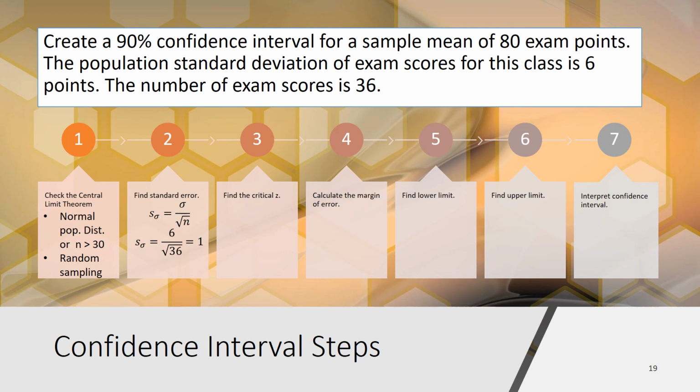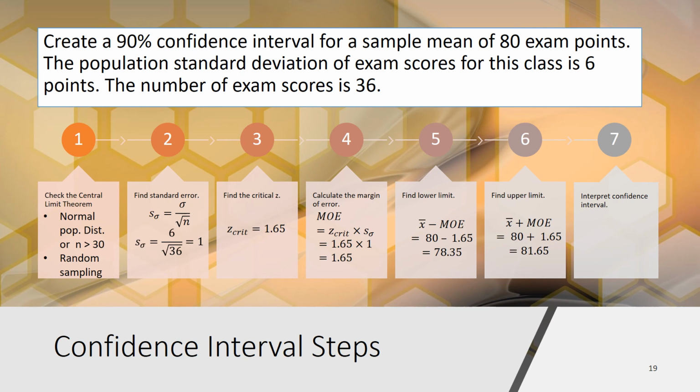We have a z of 1.65, and to calculate the margin of error, we're going to take the critical z times the standard error. So we're going to have 1.65 times 1, which equals 1.65. So our margin of error, MOE, is 1.65. We want to calculate the lower limit, which is our sample mean minus the margin of error. So we're going to have 80 minus 1.65, and we're going to get 78.35. Then we're going to find the upper limit, which is our sample mean plus our margin of error. So we're going to have 80 plus 1.65, which equals 81.65.